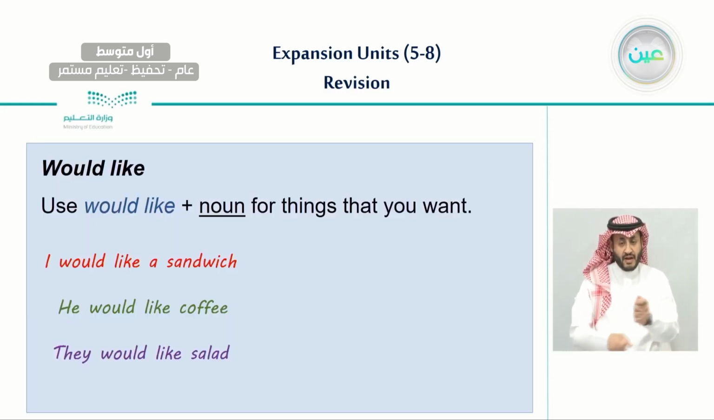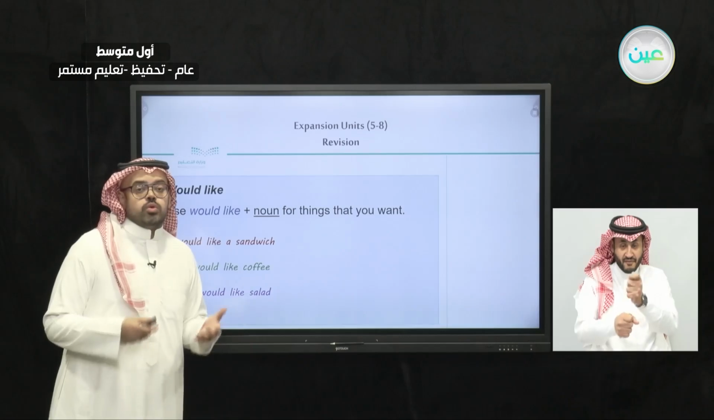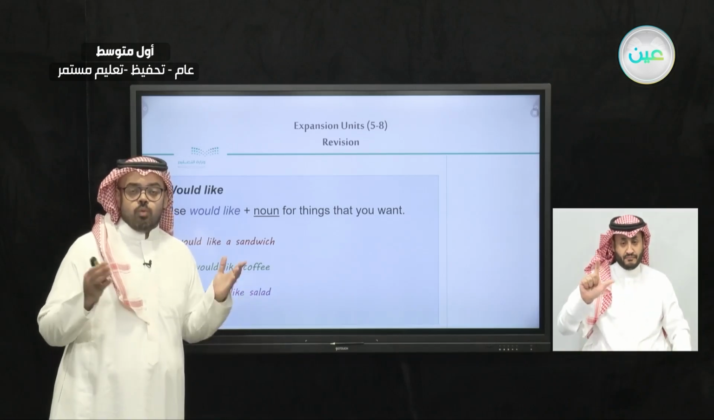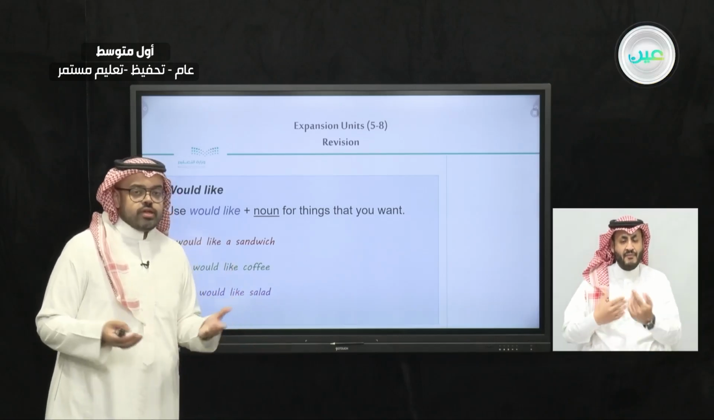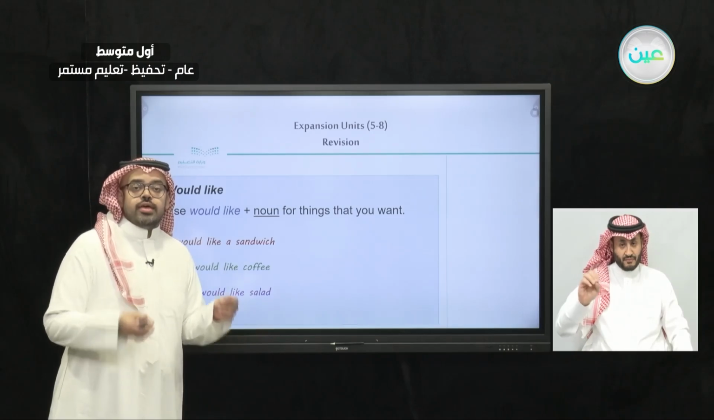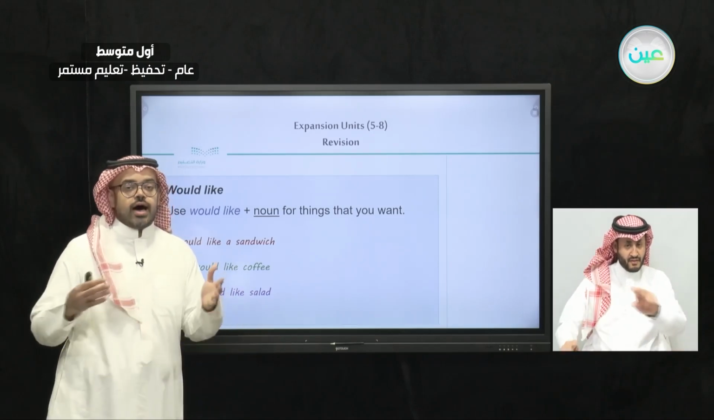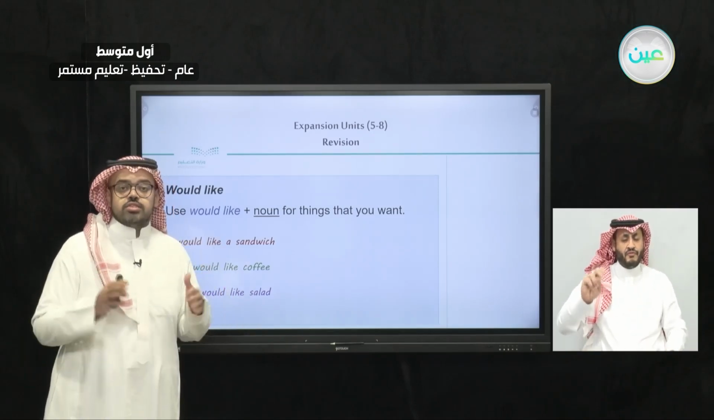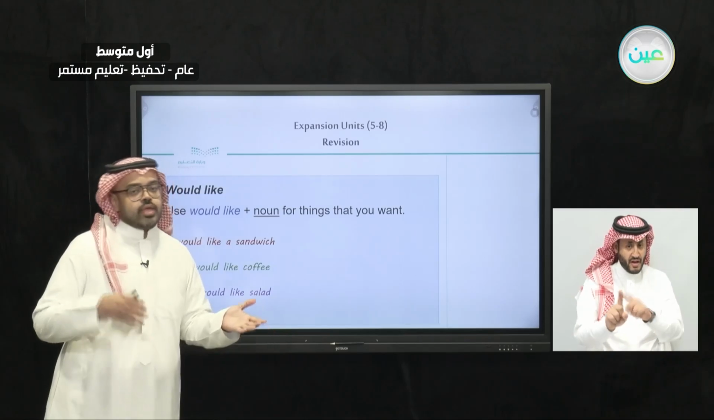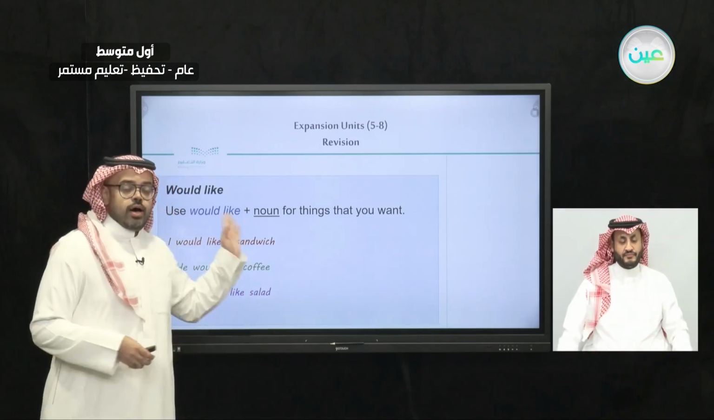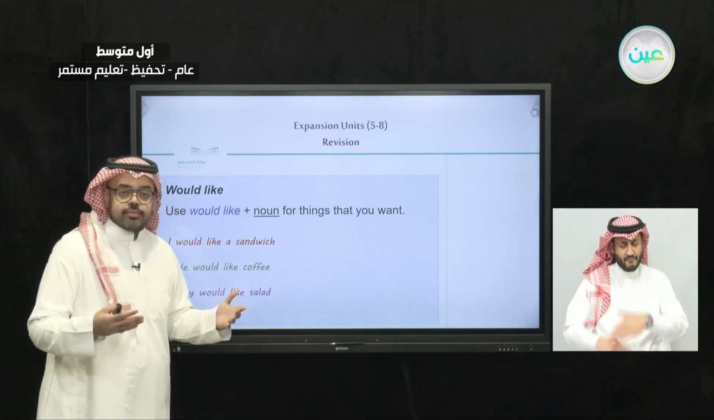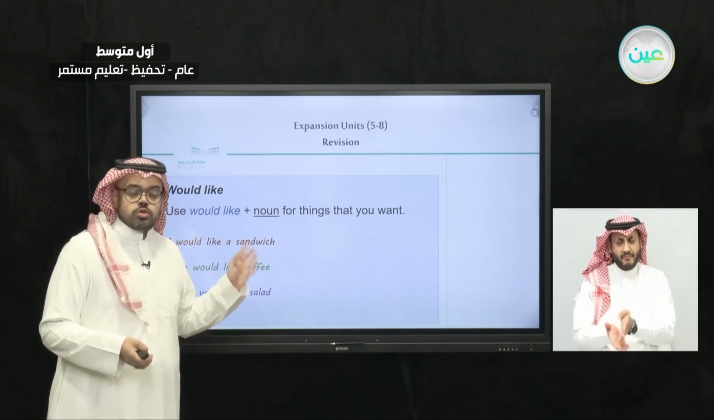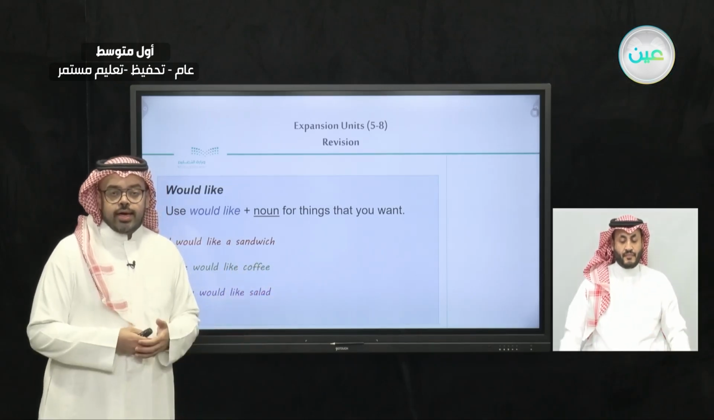So let's begin. A quick reminder of our last lesson. Last lesson we talked about the verb would like. And we said that what we mean by would like is want. So for example, if we said I would like something, it's exactly as if we said I want something. But the difference between I would like and I want is that would like is more polite. It is more formal to use it than to use want.